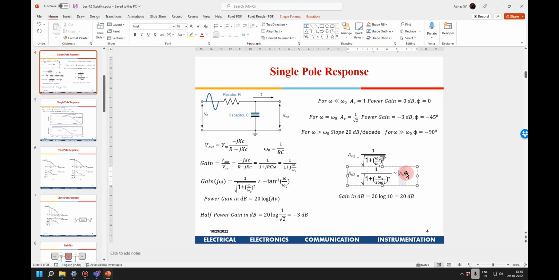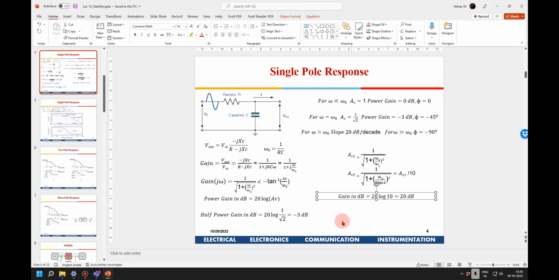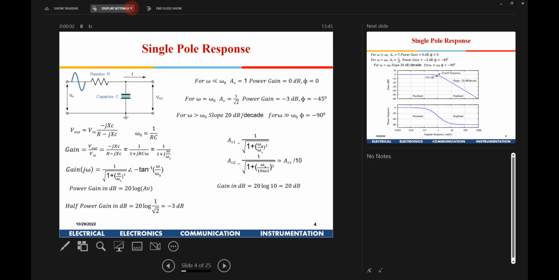Sir, one more question I have. Why are we calling that a single pole? Because I see in the next slide you are saying 3 pole. So why is this single pole? Yeah, this is single pole. I'll come to that, because there is only one RC out here. That is the reason I'm calling it a single pole. Okay.